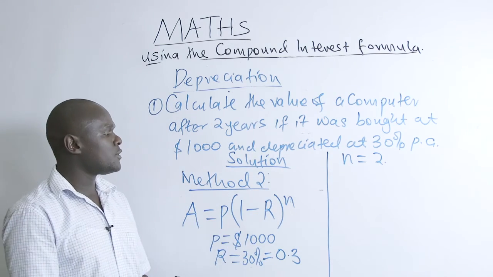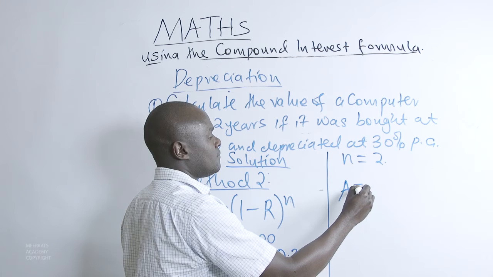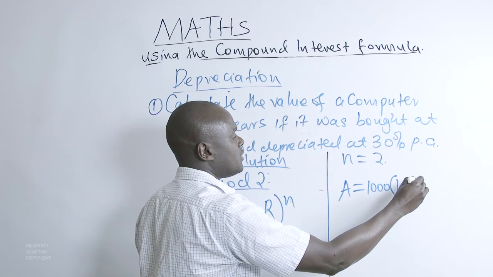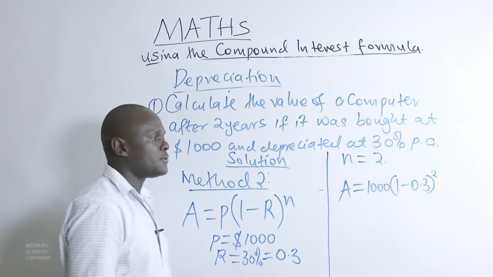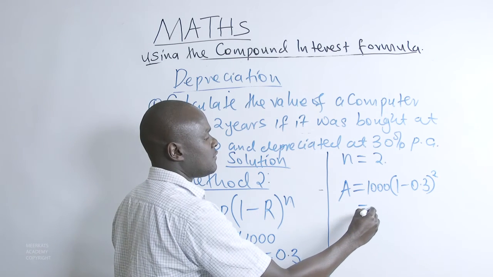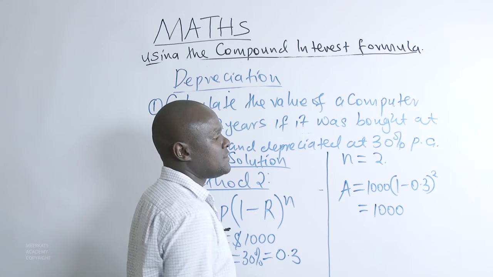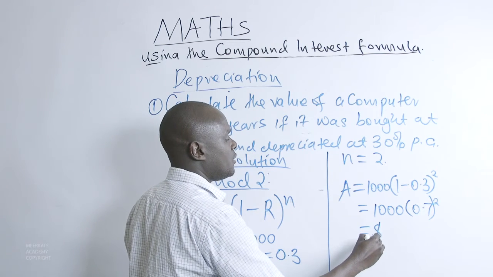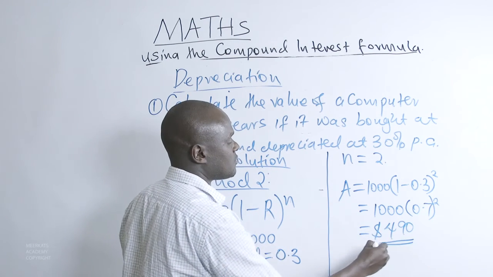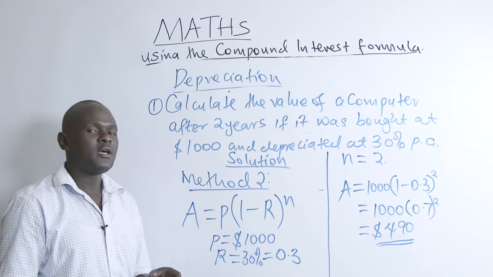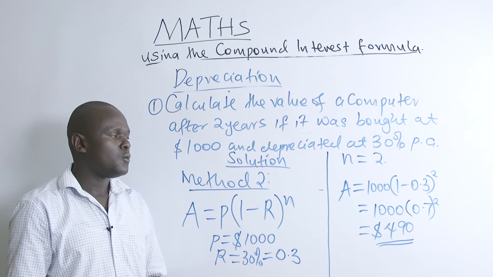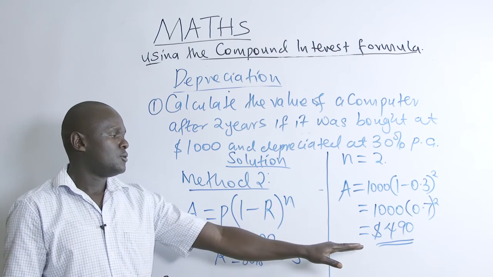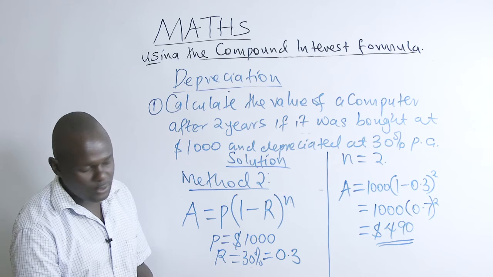So with these terms together with their values, we go ahead and substitute in. The principal is 1,000. 1 minus the rate of depreciation, which is 0.3, raised to power 2. And this will give us 1,000, 1 minus 0.3 gives 0.7, raised to power 2. And this will give us $490. You discover that the compound interest formula is always the best when calculating both appreciation and depreciation. It is easy for us to achieve that end result.